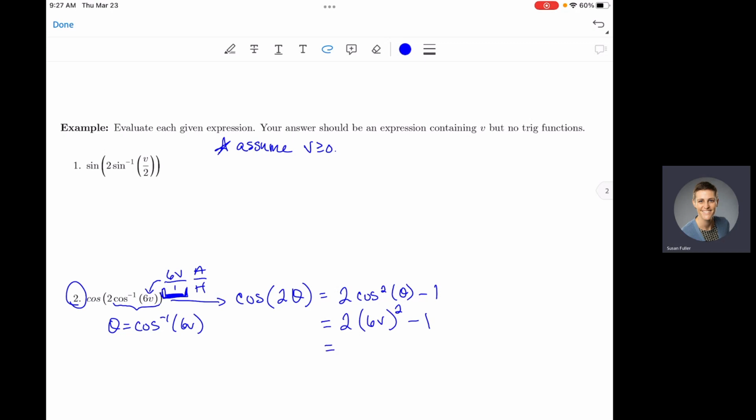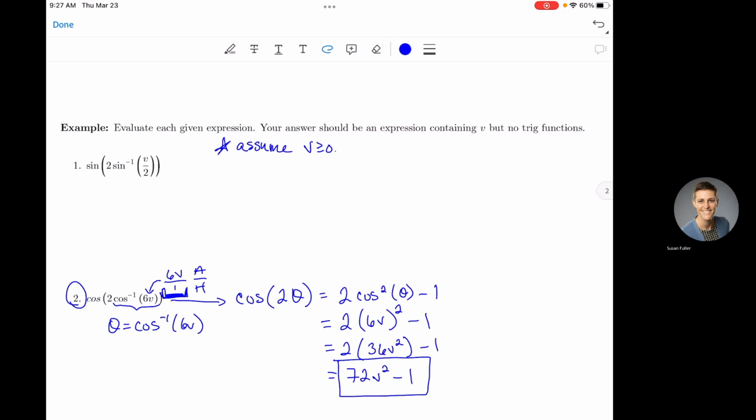Order of operations says we've got to do the exponent first. So I'm going to do 2 times 6v, which is 36v squared. And then I'm going to do the multiplication here. So that's going to be 72v squared minus 1. I can't combine anymore, so that is our answer. This is the cosine of 2 times the inverse cosine of 6v.